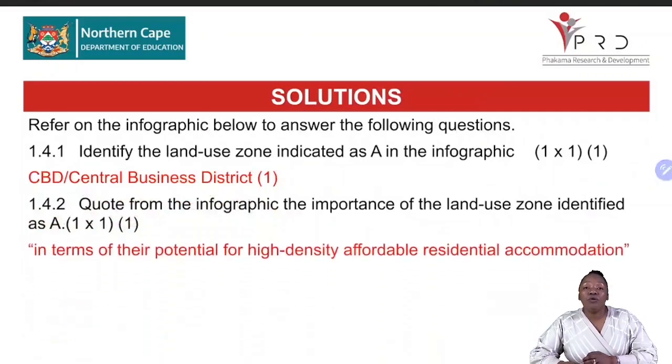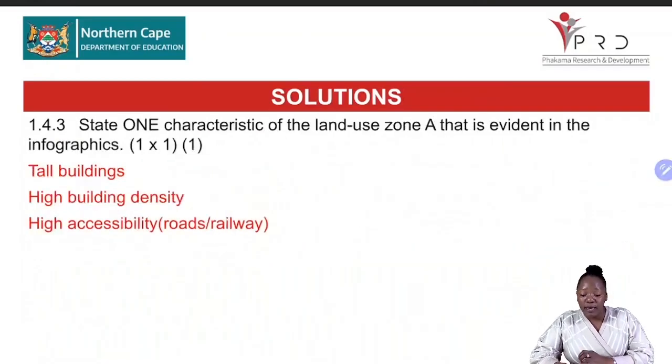Then secondly, you are supposed to quote from the infographic the importance of the land use zone A, which is the CBD, why it is important. So there you're supposed to quote in terms of their potential for high density, affordable residential accommodation. And also don't forget to put the inverted commas to say that you have quoted from the extract.